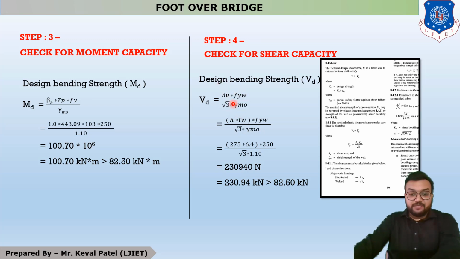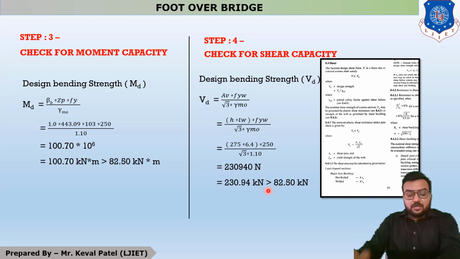Now what is Av? So you can see that in this equation for hot rolled section, this is our Av, meaning shear area. So you can see that the shear area may be calculated for the major axis. For I and channel sections, our area will be like this. It is H into tw. Now what is H? H means the height of the section, it is 275 and tw is 6.4. So after putting all these values, our answer is 230.94 kilonewton.